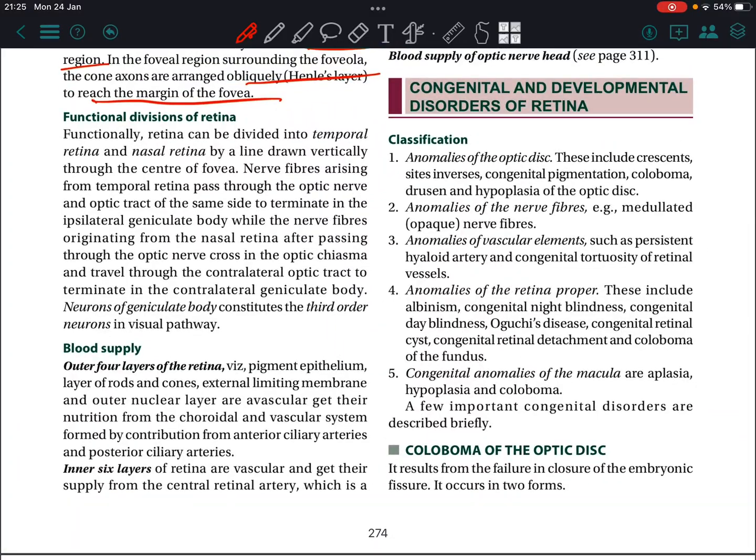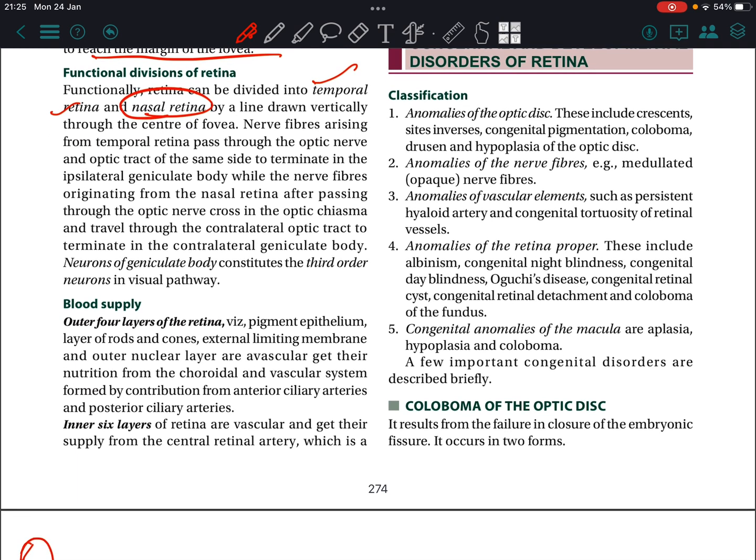Functional divisions of retina. Functionally, retina can be divided into temporal retina and nasal retina by a line drawn vertically through the center of fovea. Fibers arising from temporal retina pass through the optic nerve and optic tract of the same side to terminate in the ipsilateral geniculate body, while the nerve fibers originating from nasal retina, after passing through the optic nerve, cross in the optic chiasma and travel through the contralateral optic tract to terminate in the contralateral geniculate body. Neurons of the geniculate body constitute the third order neurons in the visual pathway.